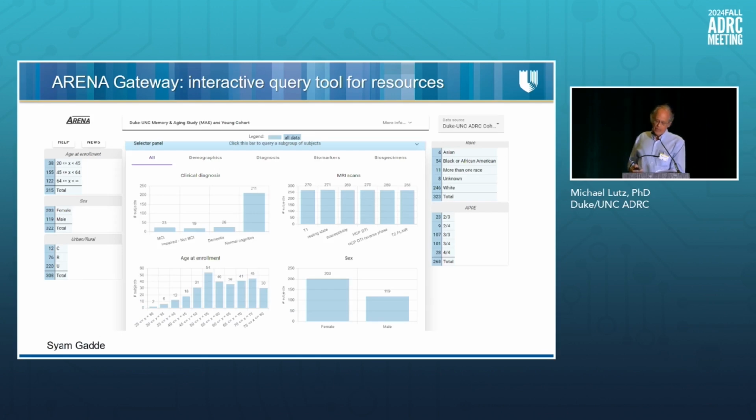The ARENA Gateway is the main interface to address the question of whether a resource fits the need of a potential project. This can be a grant, study, planned publication, or replication study, to test alignment with research questions, and to enable power calculations. Here, histograms are shown for age of enrollment, clinical diagnosis, sex, and type of MRI scan. Note the main panels of demographics, diagnosis, biomarkers, and biospecimens. For biospecimens, data is provided on sample amounts for biofluids and images. The gateway was developed by Sam Gaudet.